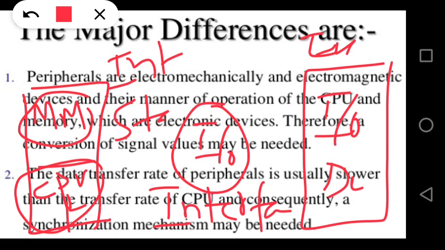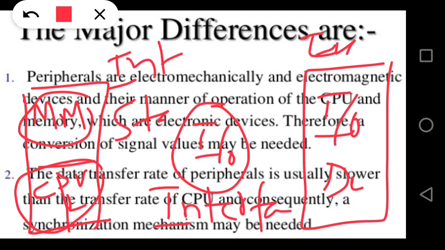This is the concept called the need for an IO interface. If somebody asks what is the need for an IO interface, the IO interface is required to communicate between the external IO devices or peripheral devices and internal storage, that is main memory and CPU registers.